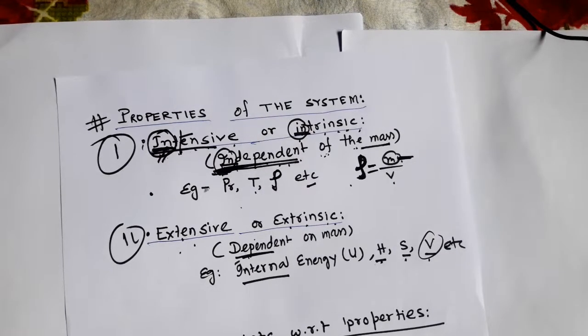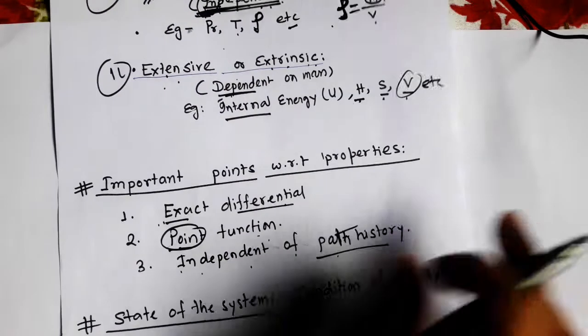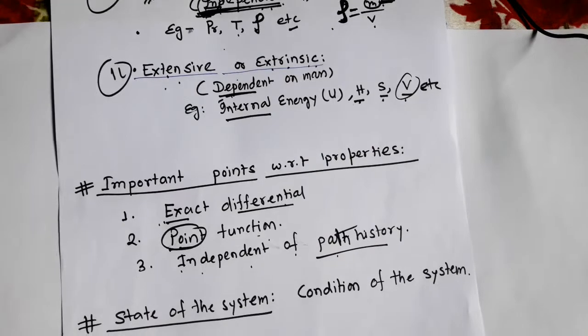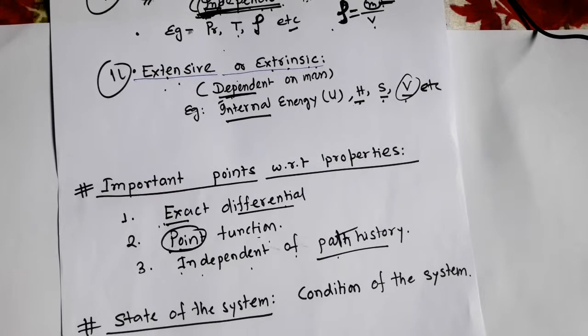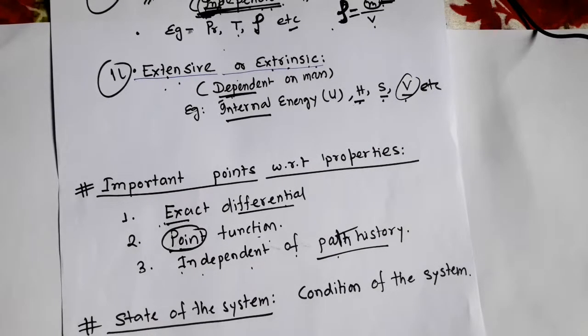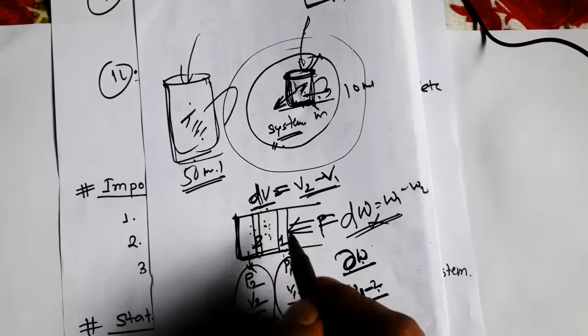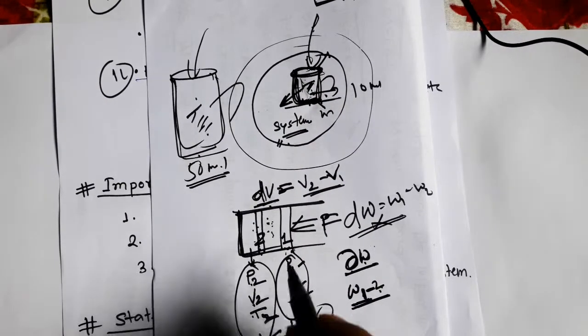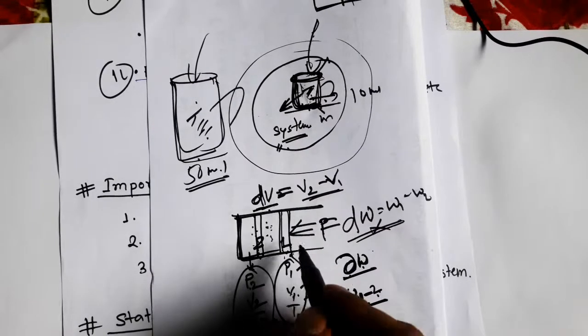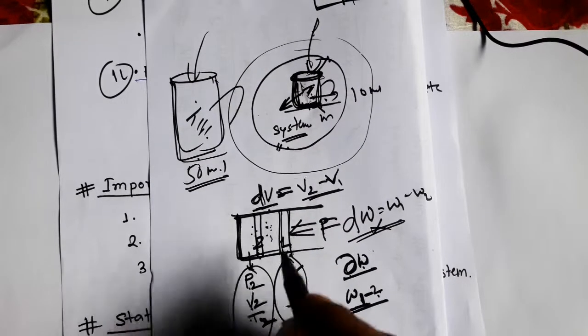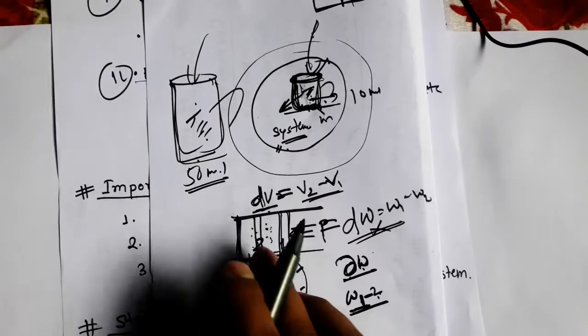Okay, now important points on properties. Properties are exact differential point functions independent of path history. What is the meaning of that? Here I am taking an example of a cylinder piston arrangement. Suppose this is the initial position of the piston. At that state, at that position, pressure is P1.